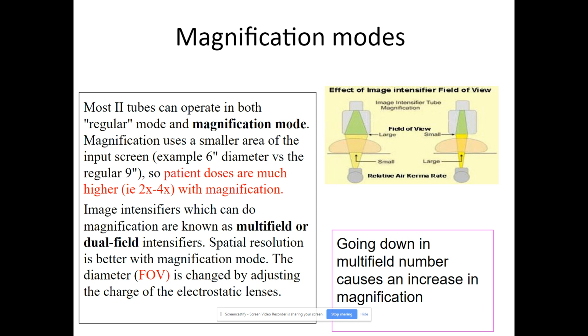But look here in red. I only put important things in red usually, right? When we magnify the image, we get 2 to 4 times the dose. In other words, dose goes up. And any image intensifier that has the ability to do magnification is known as a multi-field or a dual field intensifier. And I don't think I've seen one that doesn't have this property. Even the C-arms can do this.